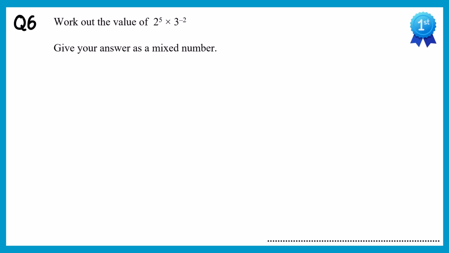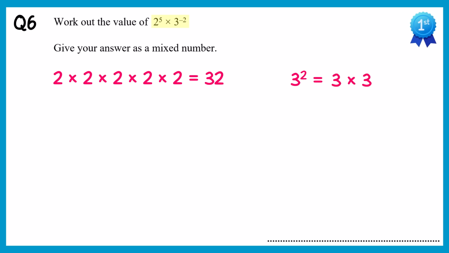In this question, we need to work out 2 to the power 5 multiplied by 3 to the power negative 2. Let's start with 2 to the power 5, which means 2 multiplied by itself a total of 5 times. 2 times 2 is 4, times 2 again is 8, and times 2 once more is 32. For 3 to the power negative 2, we're going to consider 3 to the power positive 2 first, or 3 squared, which means 3 times 3. And 3 times 3 is equal to 9.